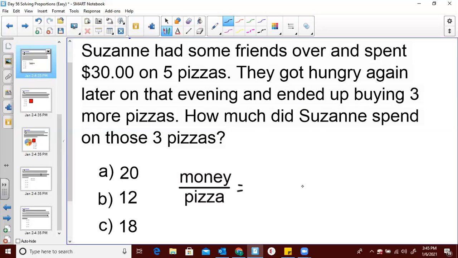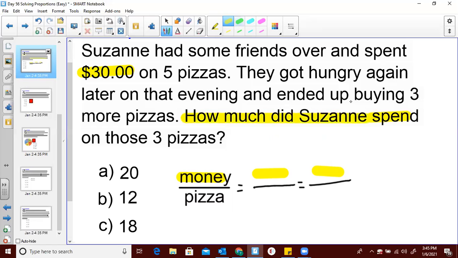Now I'm going to go ahead and set up my proportion. Well, make sure that I highlight my money. So everywhere I see money in this question, I'm going to highlight it. So Suzanne spent 30 bucks. Highlight that. 5 pizzas. They got hungry again later on in the evening, ended up buying 3 more pizzas. How much did Suzanne spend? That's money. And there's your question. How much?